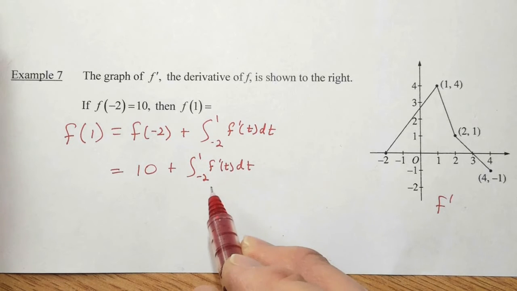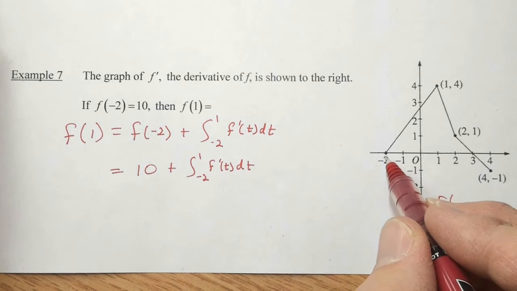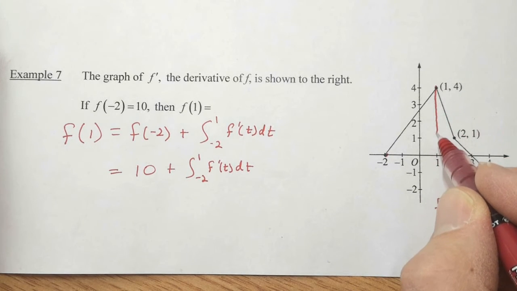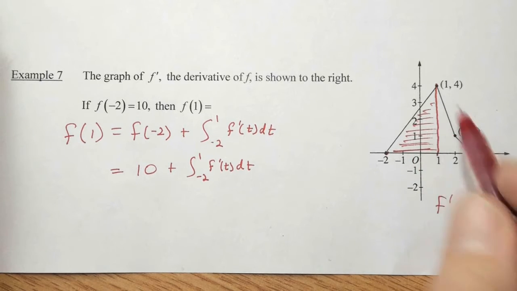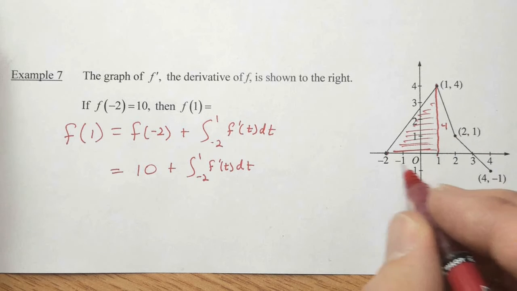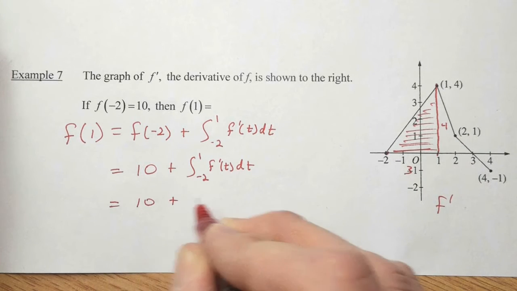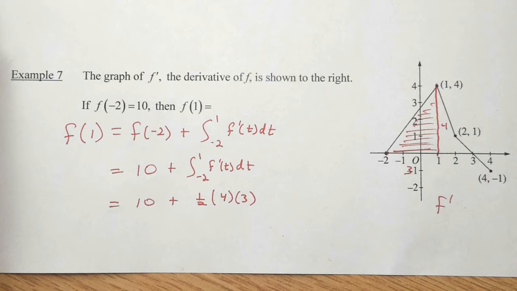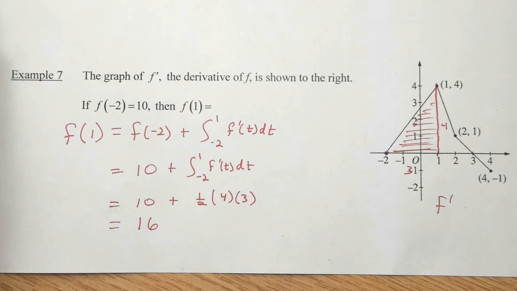So let's figure out what the area of the region from negative 2 to 1 happens to be. Here's negative 2, and here's 1 right there, so it's this triangle that we're looking at. The height of the triangle is 4 units, and the base of the triangle is 3 units. So what we're going to have here is 10 plus the area of a triangle, which is 1/2 the base times the height, or 1/2 of 12. So our final answer is going to be 16.